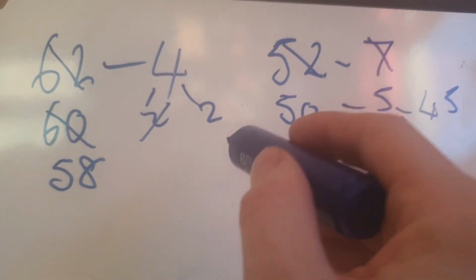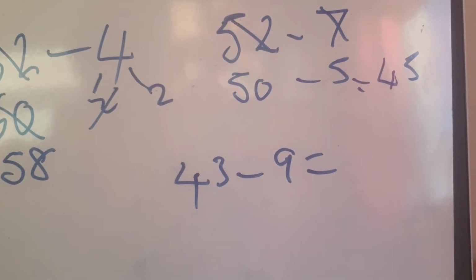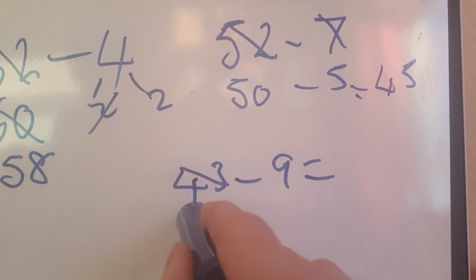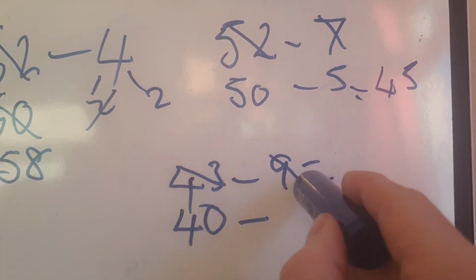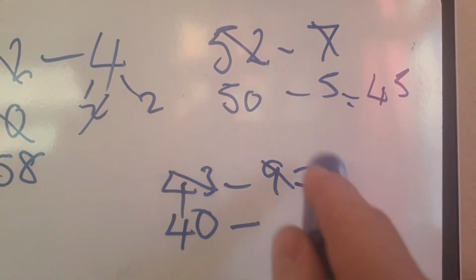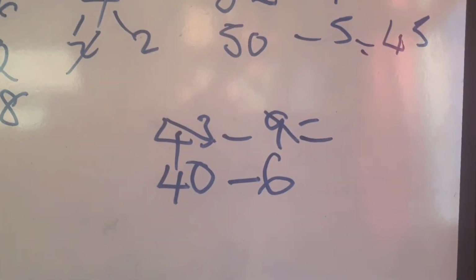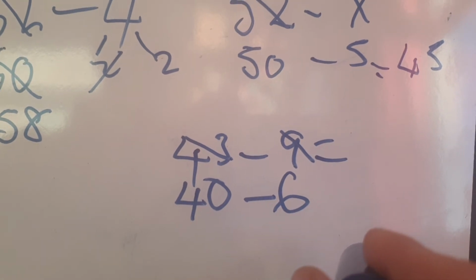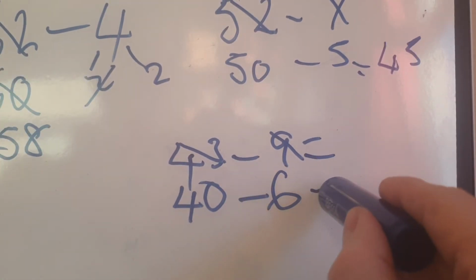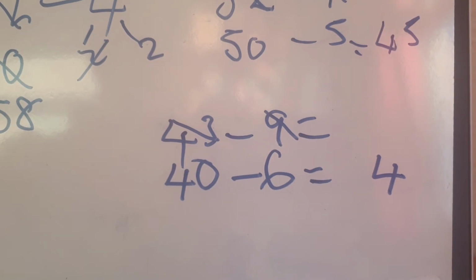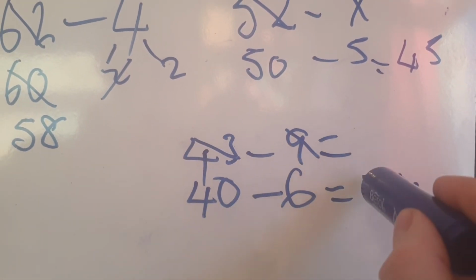Okay, let's do one more. Let's do 43 take away 9. So let me take that down to the 10 before. So 43 take away 3 is 40. And then I've taken 3 away off my 9. I'm going to take 3 away from my 9, which leaves me with 6. So now it's 40 take away 6. Using my number bonds, I know 6 add 4 is 10. So my answer would have to have a 4 at the end. And I'm only taking away 6. So the 10 before 40 is 30.